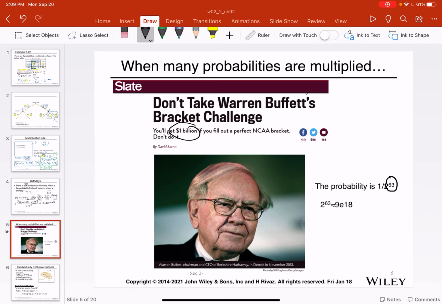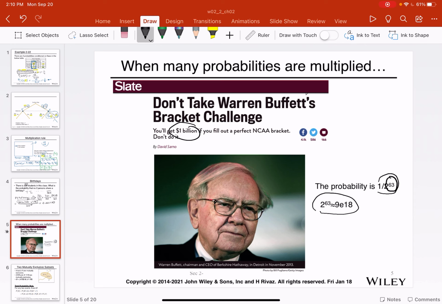You didn't need to pay to play, right? It was free to play. But still, of course he has good mathematicians working for him. So they had already calculated the probability of estimating 63 games correctly by chance. Of course, you can make educated guesses, say, this team is better than the other team and so forth. But if you just do it by chance, the number is 9e minus 18, right?